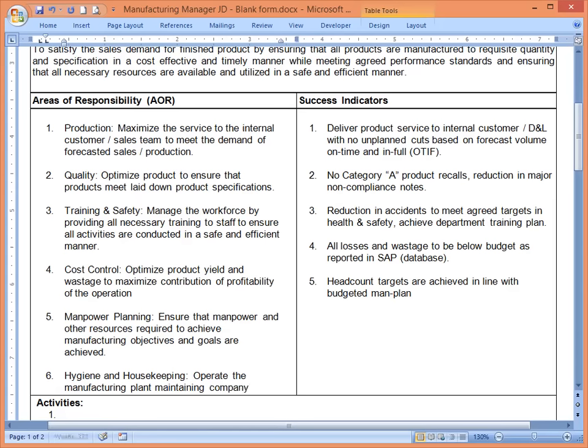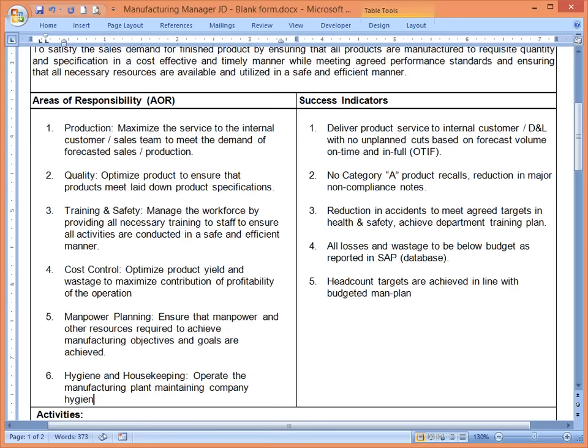Because actually hygiene is part of the QMS, quality management system. This is company policy. So there are appropriate penalties. You will be penalized for non-compliance of this policy, right? For a food company, this is very critical. So maintaining, I would say, hygiene standards.